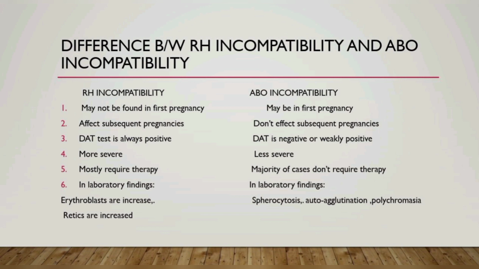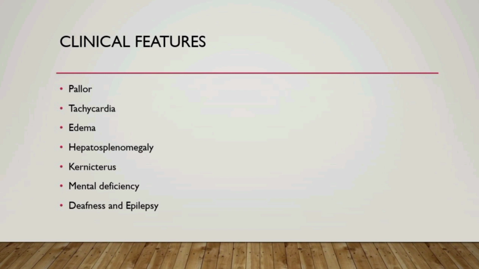Rh incompatibility is more severe as compared to ABO incompatibility and it requires therapy and treatment, whereas ABO incompatibility is mild as compared to Rh incompatibility and in most cases doesn't require treatment. In laboratory findings of Rh incompatibility, we have increased erythroblasts and increased retics, whereas in ABO incompatibility, we have spherocytosis, agglutination, and erythroblastosis in the peripheral film.